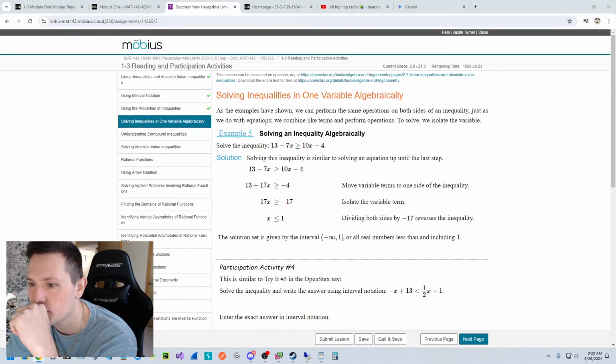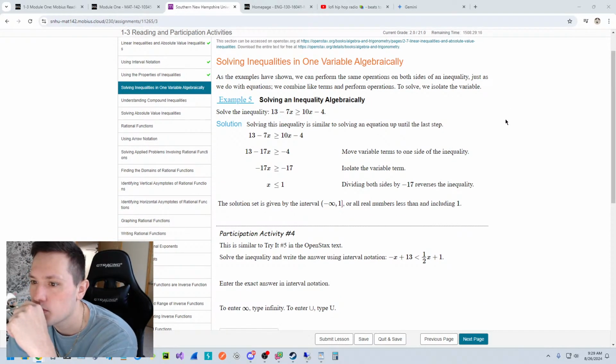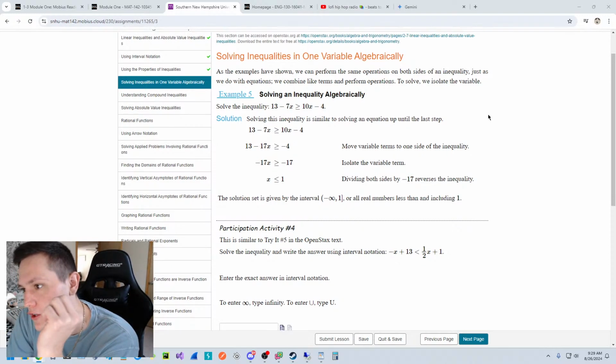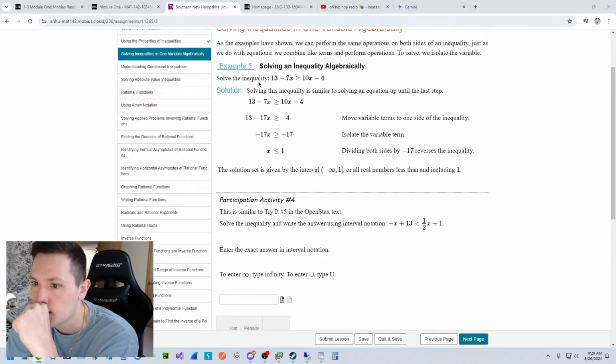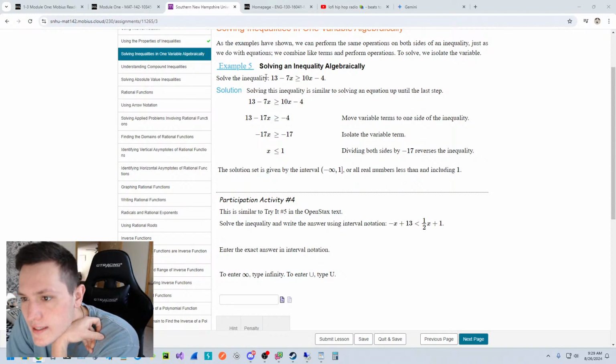As the example I've shown, we can perform the same operations on both sides of an inequality, just as we do with equations. We combine like terms and perform operations. To solve, we isolate the variable. Alright, so here's our solving inequality. So we're going to solve an equation up until the last step.